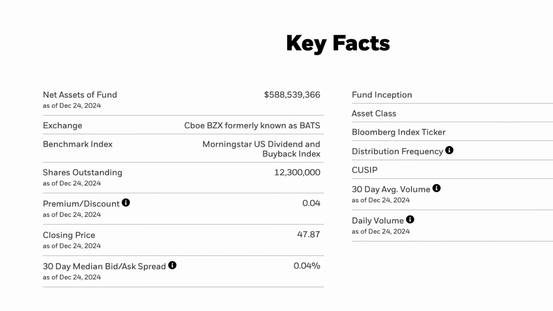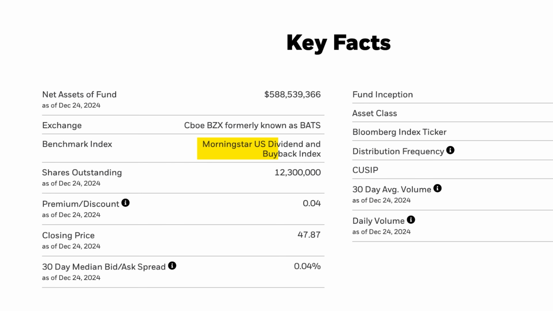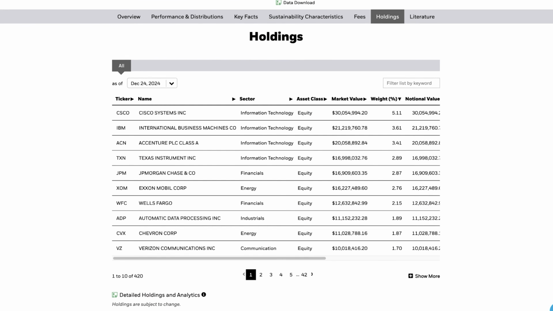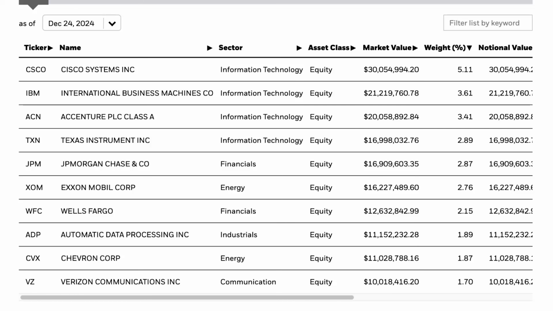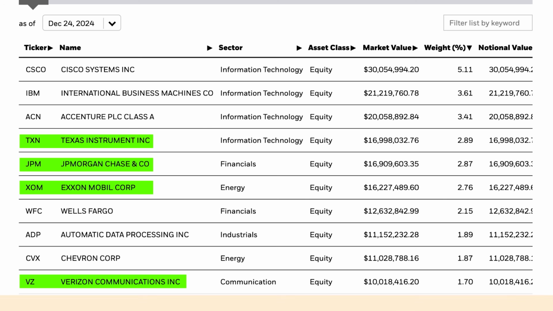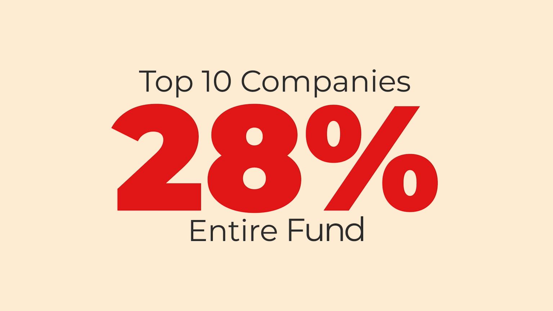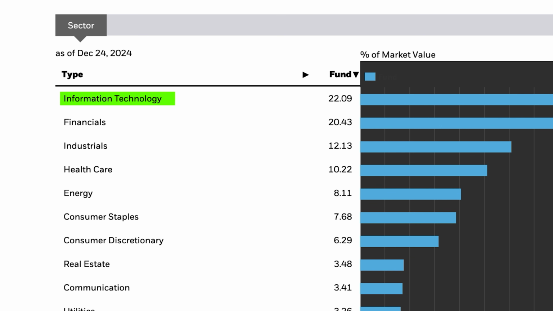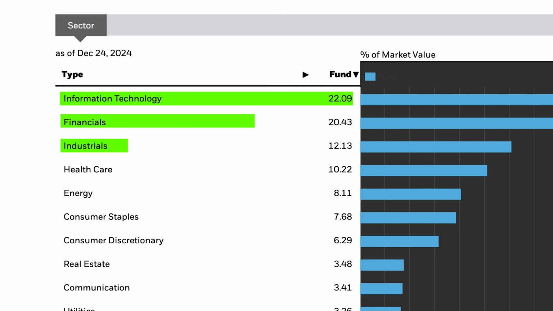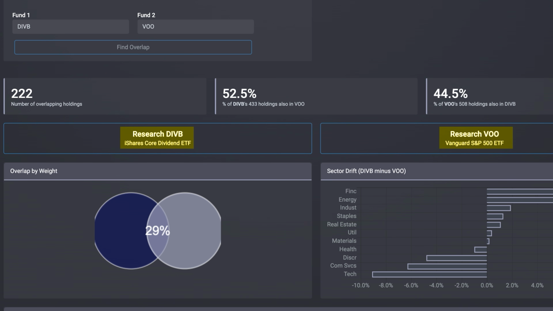Now this fund seeks to track the Morningstar US Dividend and Buyback Index that currently has 420 holdings, where the top ones consist of Texas Instruments, JP Morgan, ExxonMobil, and Verizon, which if we add up these top 10 companies, they make up roughly 28% of the entire fund, where the top sector here is Infotech at 22%, and then financials and industrials thereafter. On top of that, the fund also has a 29% overlap with the S&P 500 and a lower expense ratio being 0.05%.